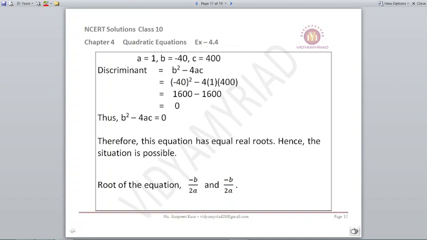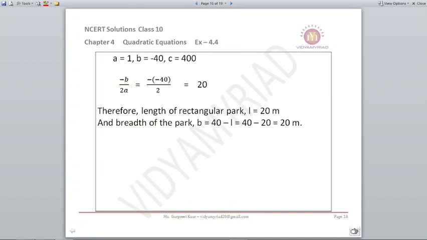When b square minus 4ac is equal to 0, or when the discriminant is equal to 0, it means it will have equal real roots, which we will find using the formula minus b upon 2a. We know the value of b and a, so we can put it: minus of minus 40 upon 2 is equal to 20. It means the length of the rectangular park is 20 and the breadth will again be 20, that is 40 minus L. So 40 minus 20 is 20.